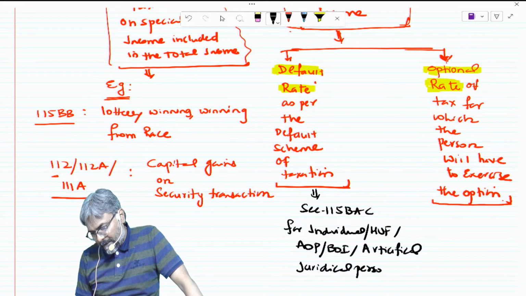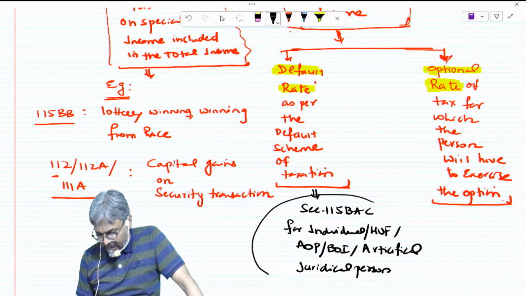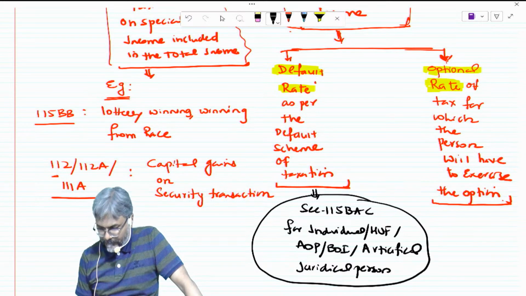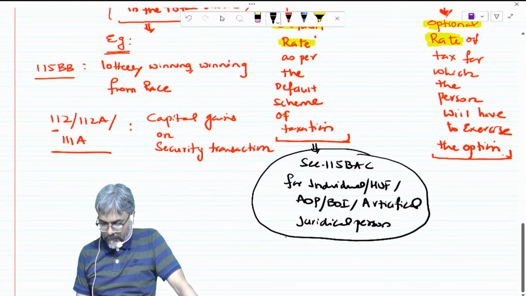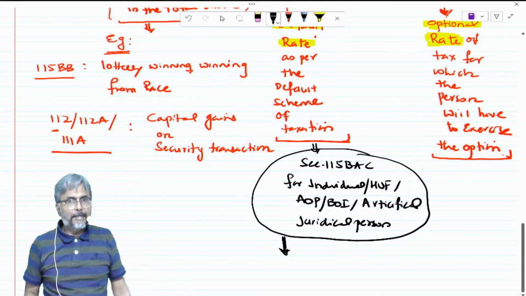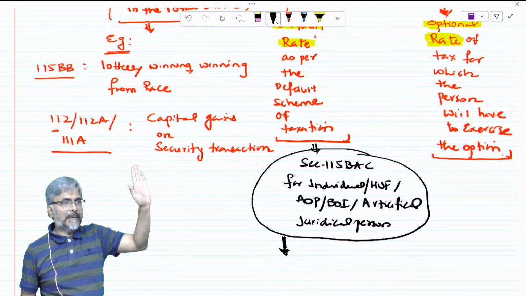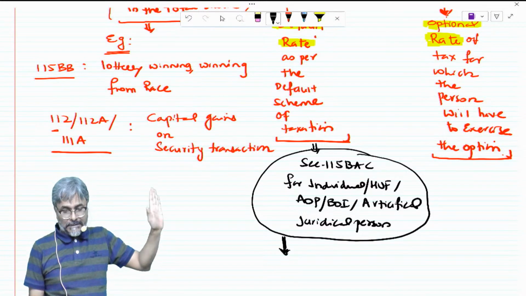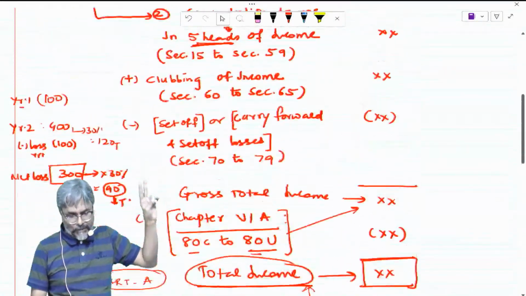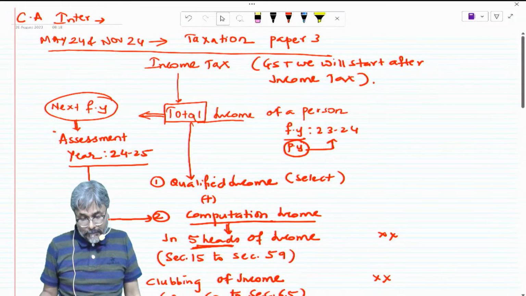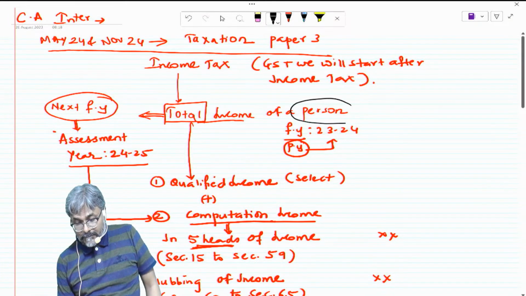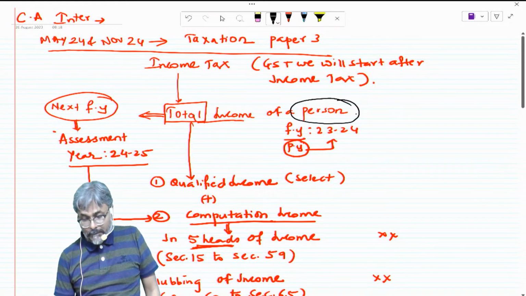So these people would be covered under this section. These people, students, will be covered under this section. In the second class, students, I have told who are the persons. In the second class, I told you the total income of whom? Total income of a person. I told it already. Who are the persons?